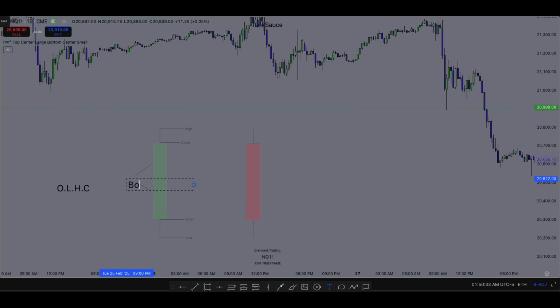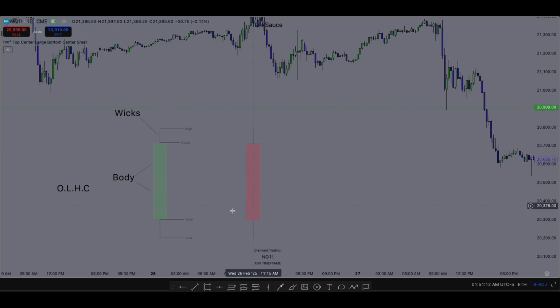This is the body. Okay. And these are the wicks. You guys can screenshot this or save it. That way you always have it handy. Okay. So price on this candle opens up down here at the low of the body, right? It moves down, it creates the low, then it comes back up and moves all the way up here, creates the high, and then price comes down. At the end of the 15 minutes, it creates the close.